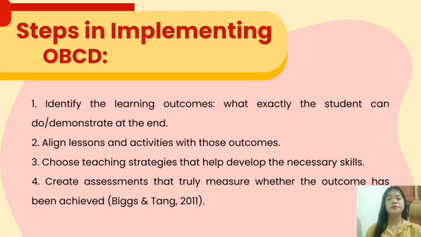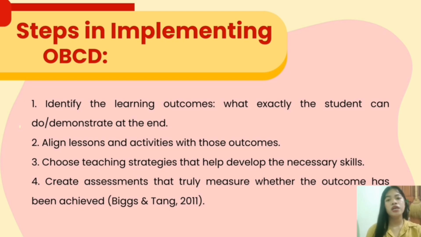Now, how do we do this? First, we need to clearly define the learning outcomes, not vague but specific. Second, we align the lessons and activities with the outcomes. So for example, if your outcome is to do a project, there should be an activity that actually does the project.